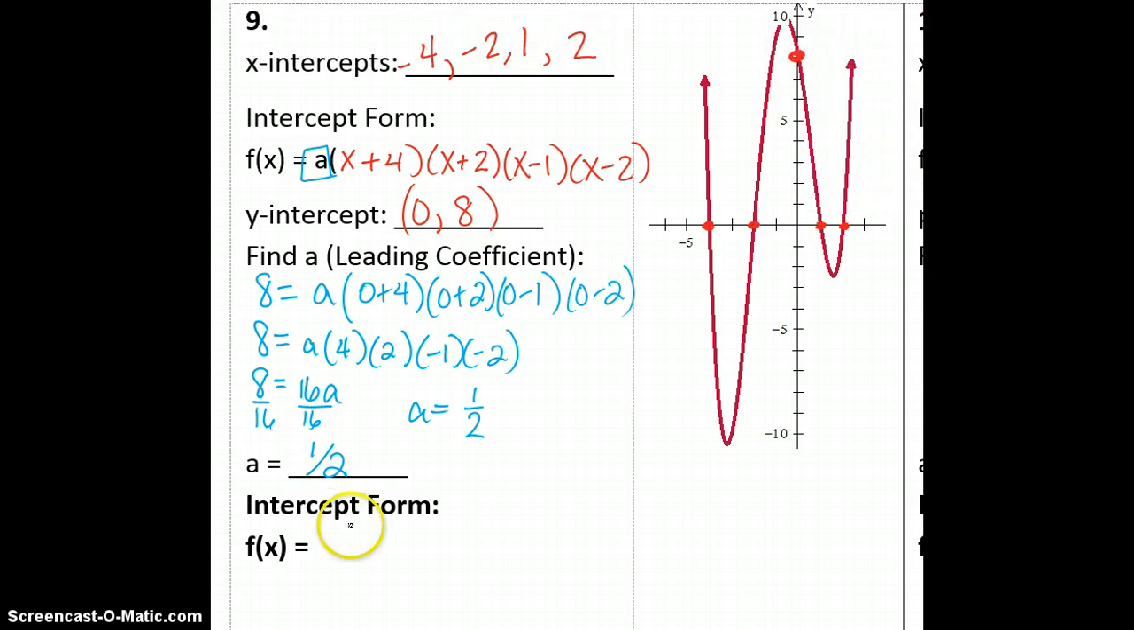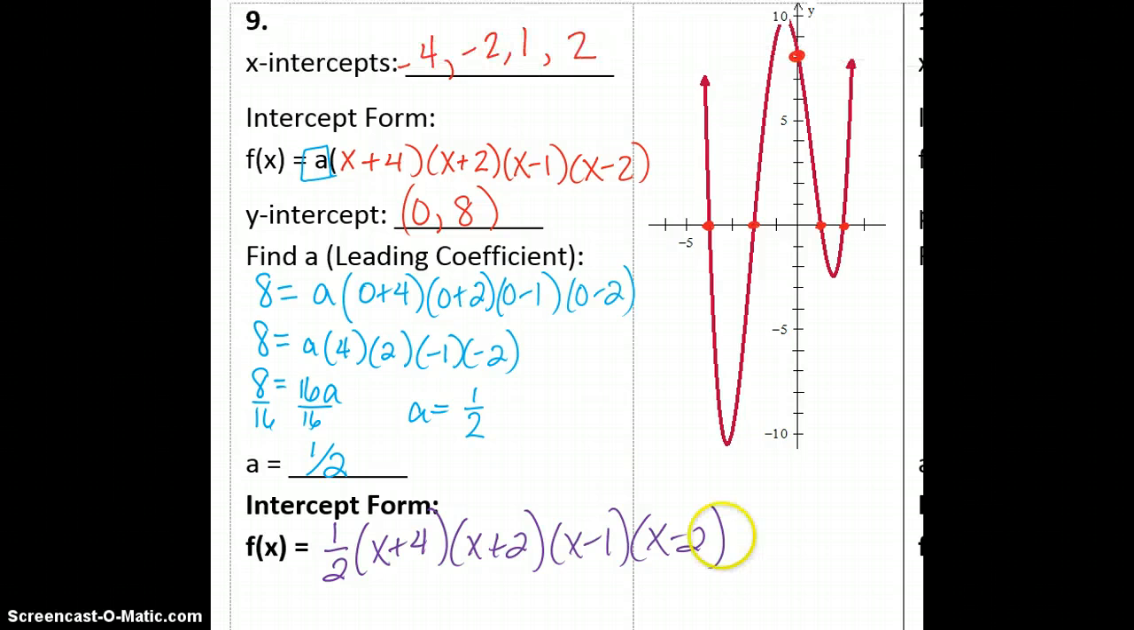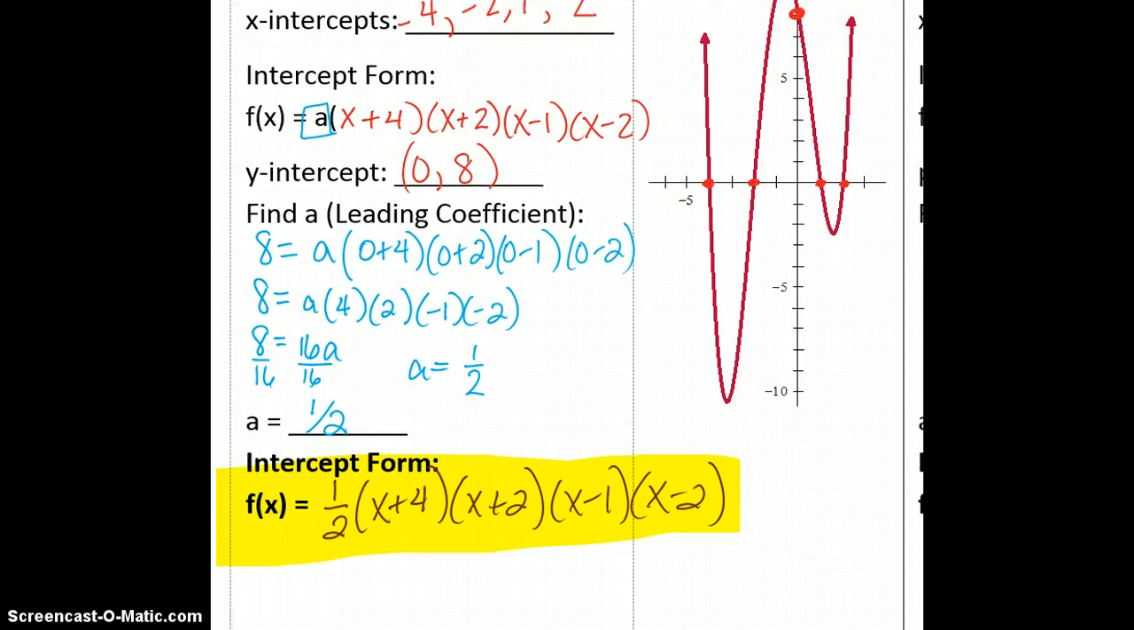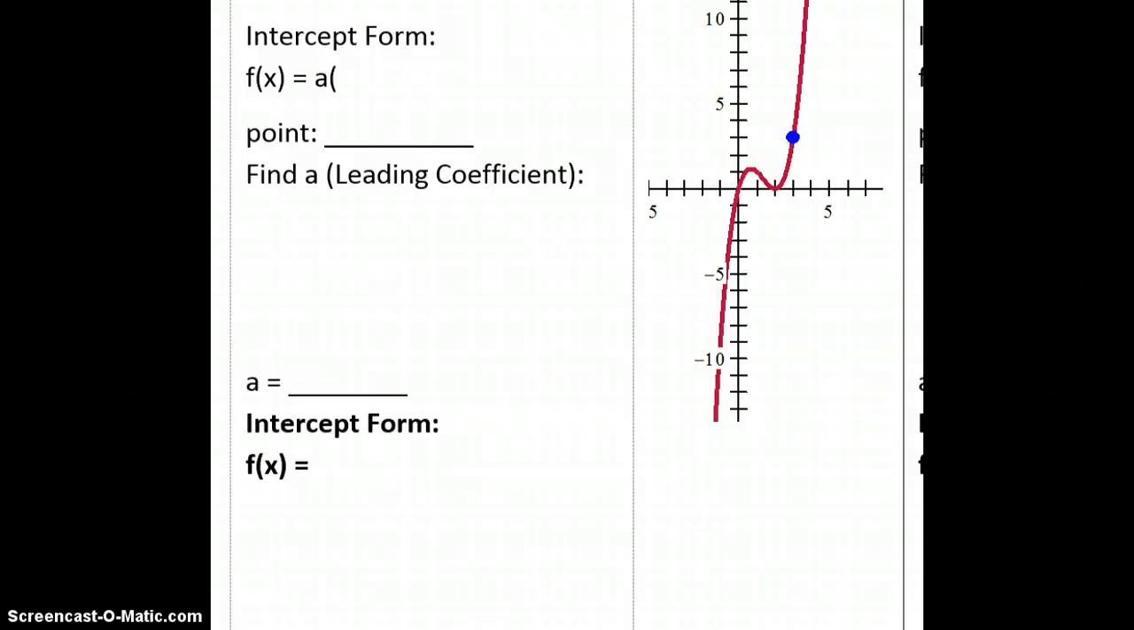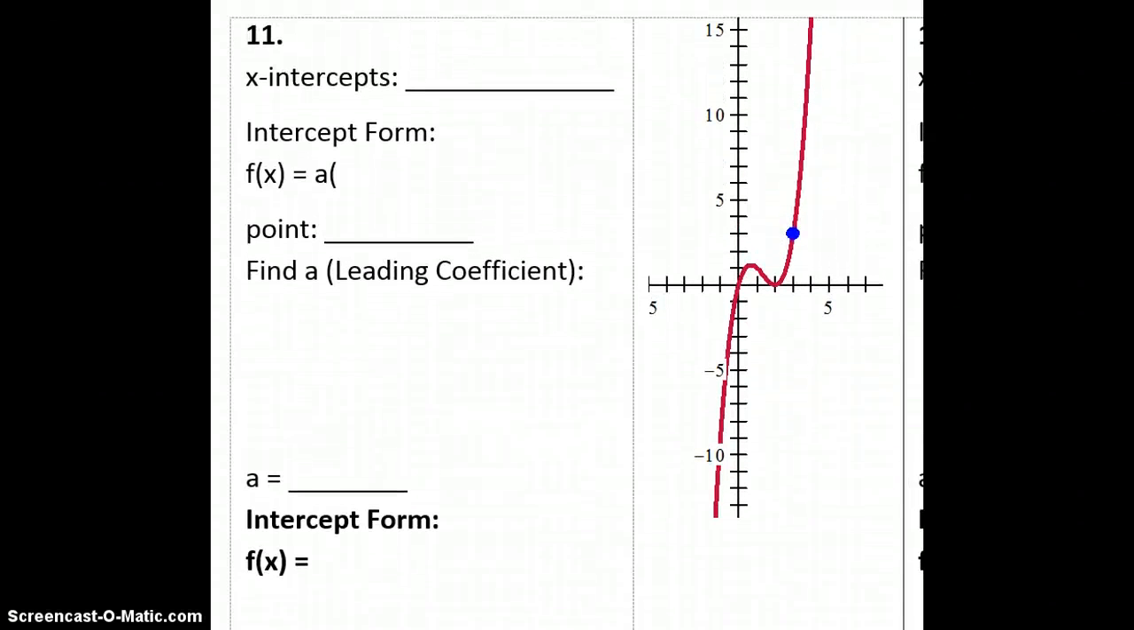And our final answer here is f of x, or y, equals 1/2 times (x plus 4)(x plus 2)(x minus 1)(x minus 2). This is our answer here. This is what we need. This is the equation of that picture right there. Okay, so moving on, we are going to do number 11.